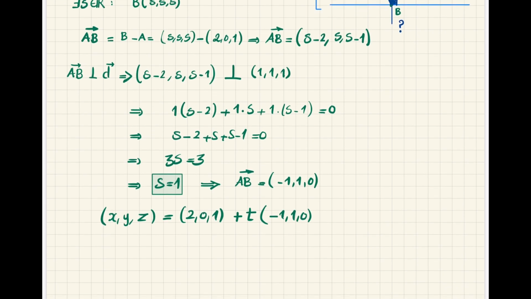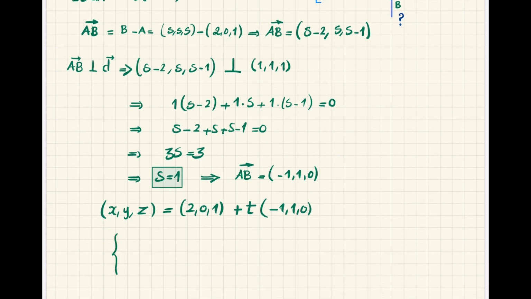And if I want to write it in parametric form, then it becomes 2 plus t times minus 1 is the first component. So x becomes equal to 2 minus t, and then the same story, y is equal to 0 plus t, so I just write t, and z becomes 1 plus 0, which is 1. So this would be a set of parametric equations that describes my line.